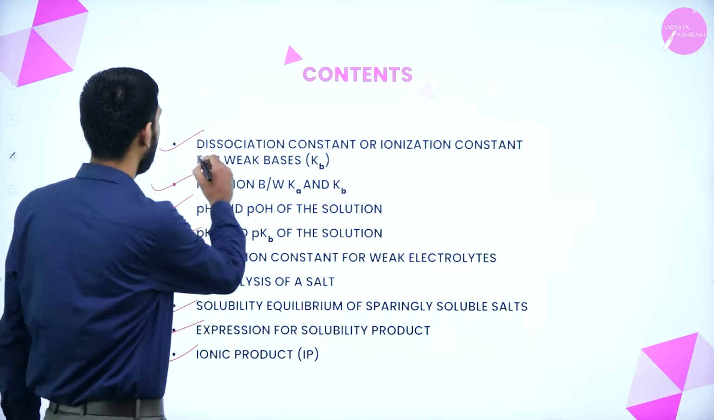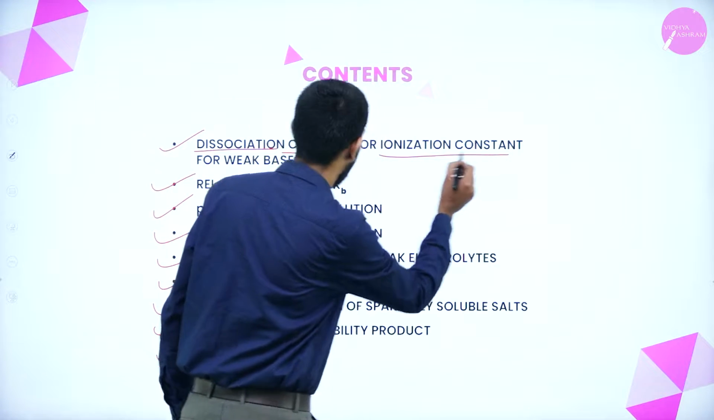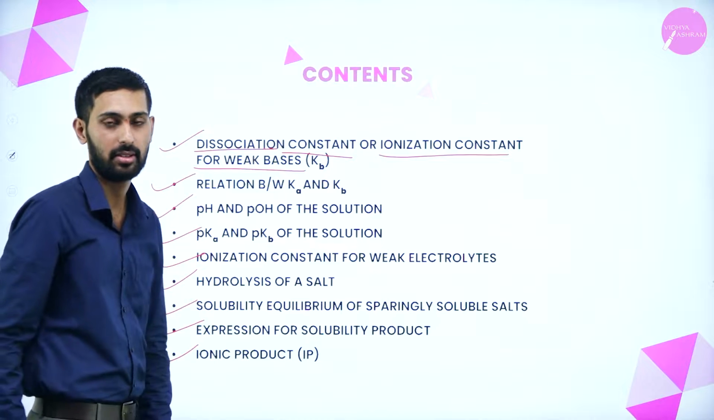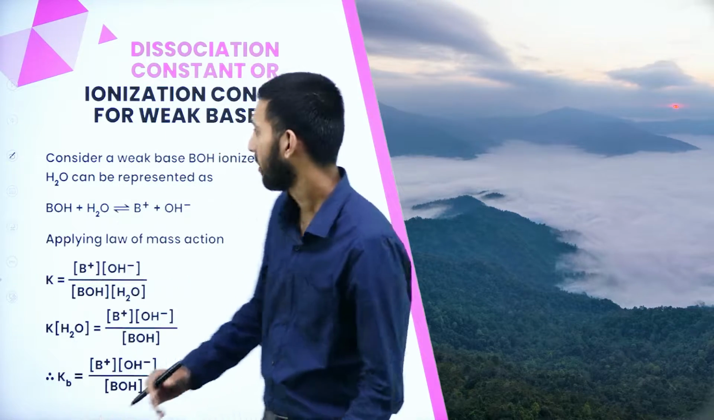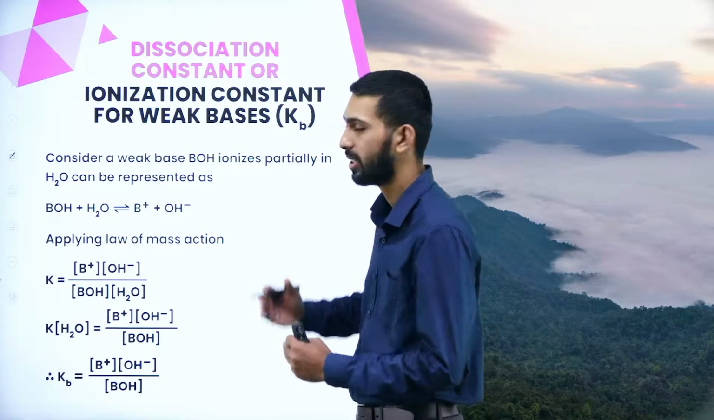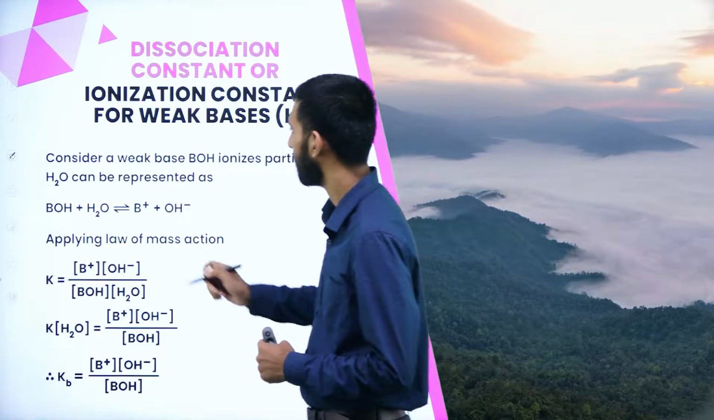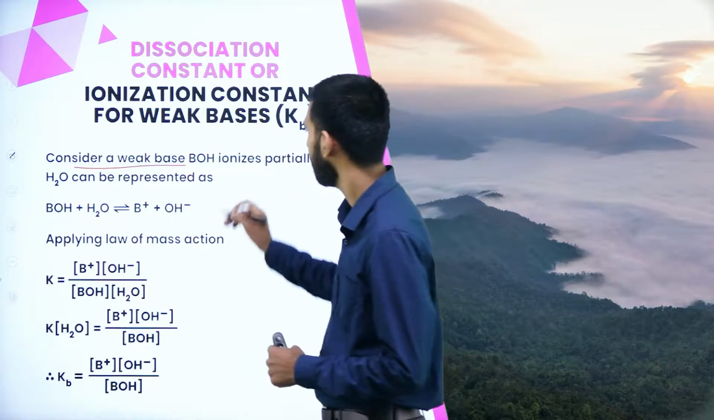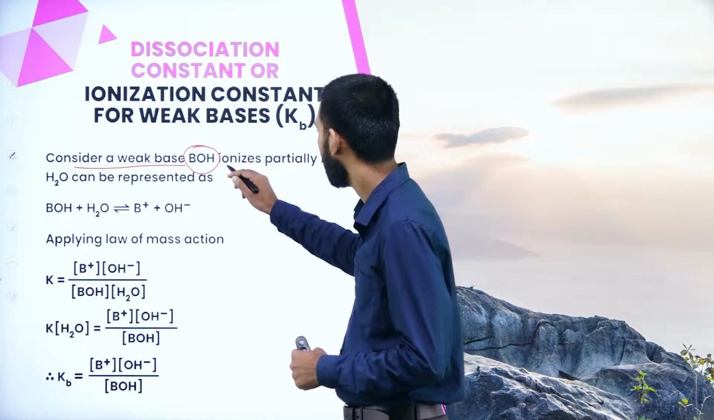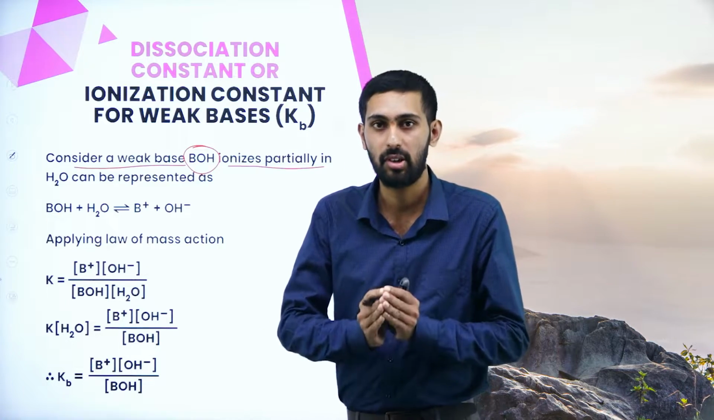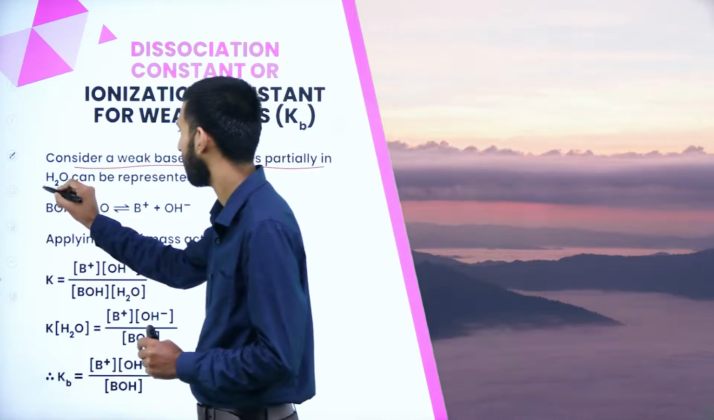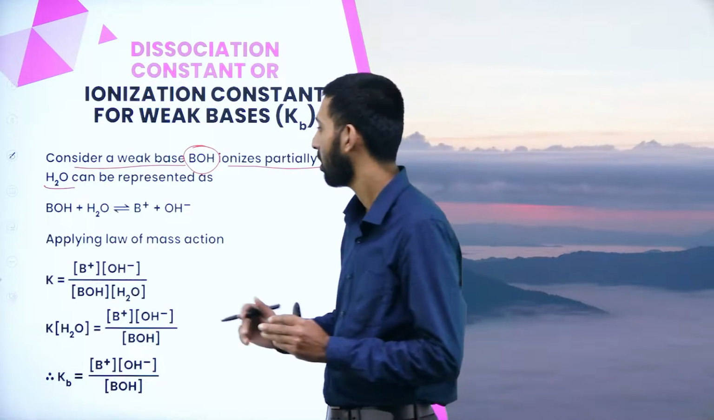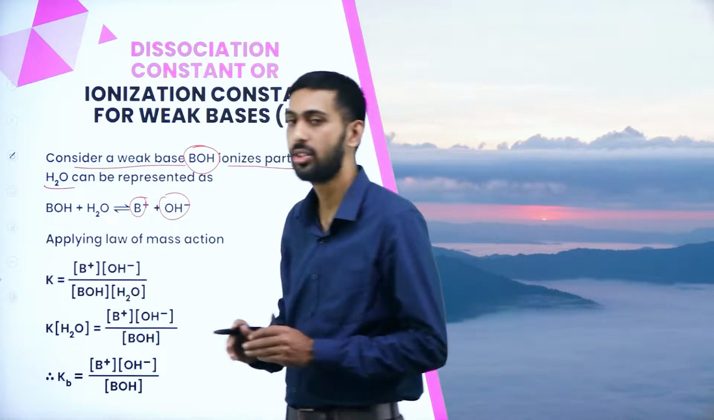Okay, now let us study the first concept, dissociation constant or ionization constant for weak bases. In last session I have done dissociation constant of weak acids. Today I am going to do weak bases. Let us take an electrolyte. First thing, consider a weak base BOH. Bases ionize partially in water to form B plus and OH minus.